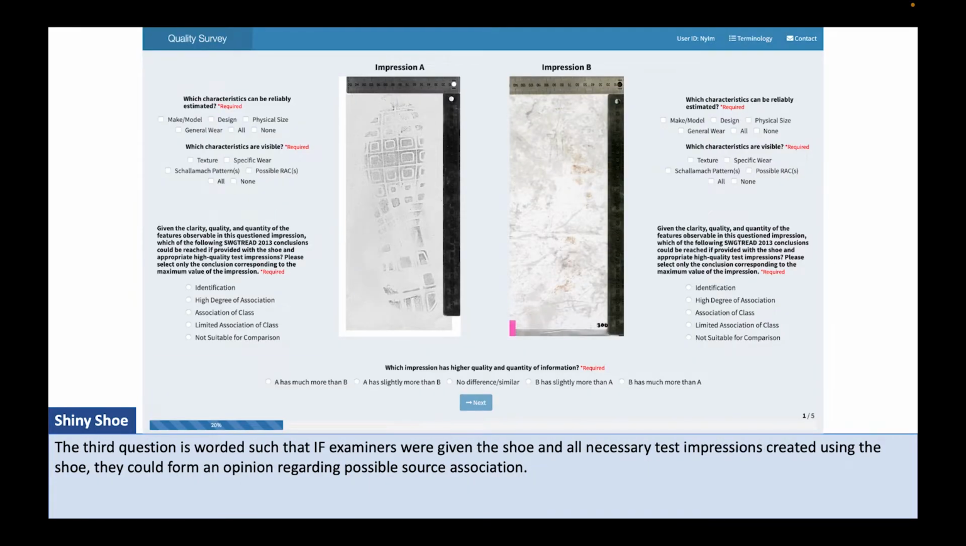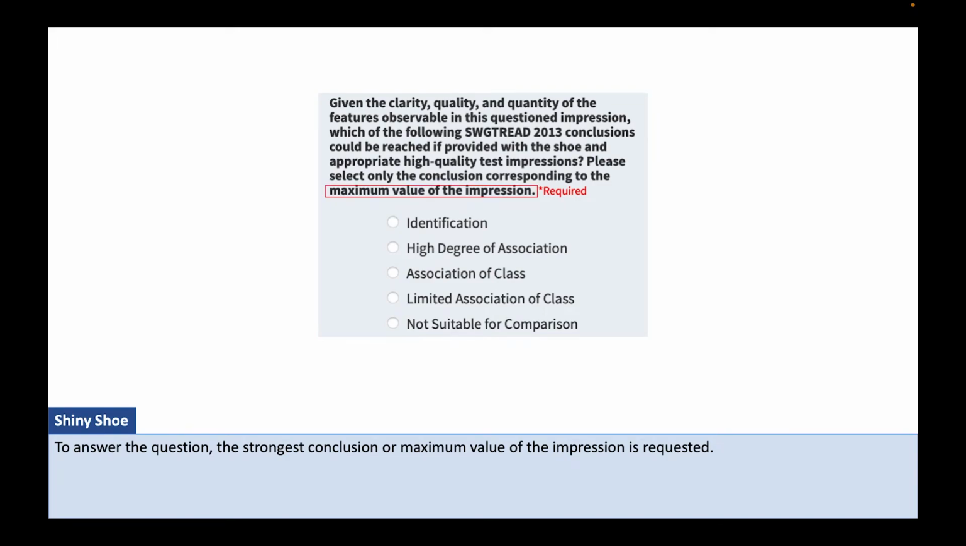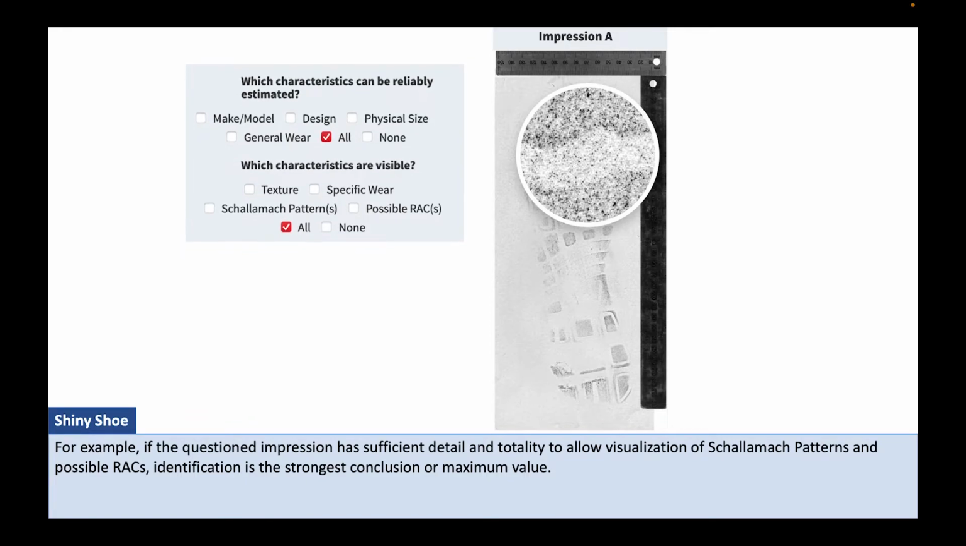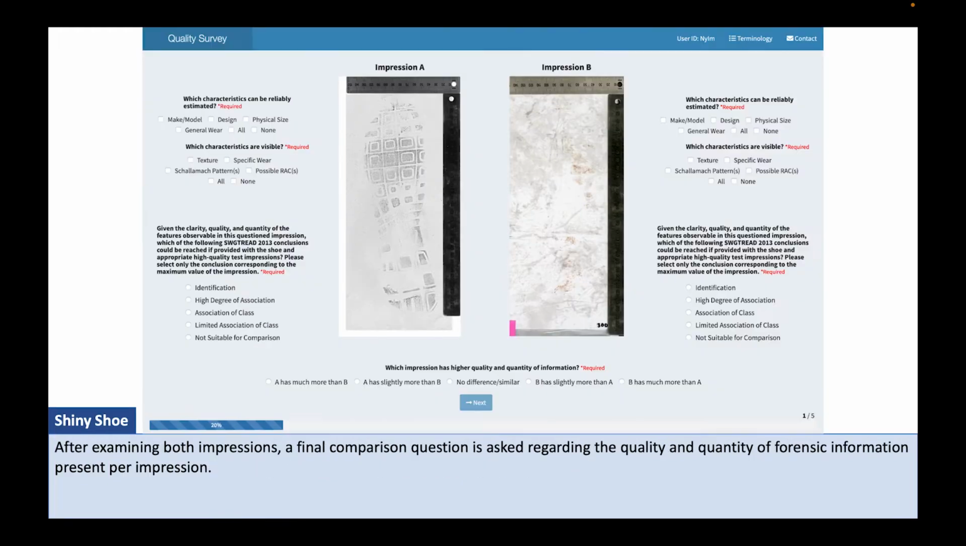The third question is worded such that if examiners were given the shoe and all necessary test impressions created using the shoe, they could form an opinion regarding possible source association. To answer the question, the strongest conclusion or maximum value of the impression is requested. For example, if the questioned impression has sufficient detail and totality to allow visualization of Schallamach patterns and possible RACs, identification is the strongest conclusion or maximum value.